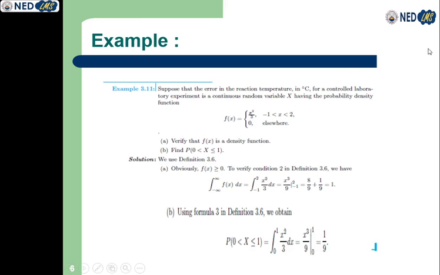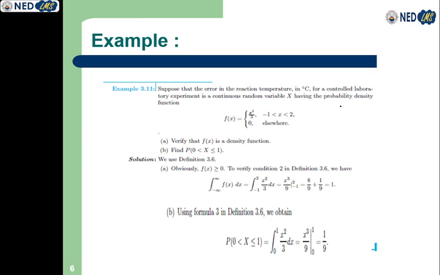See this one. This is a continuous random variable, the reaction temperature in degrees centigrade controlled by the experiments, and the continuous random variable has the following density function. See this one, student. f of x equal to x square upon 3, where x lies between -1 and 2. There is no equality sign here, so we can apply equality as well.